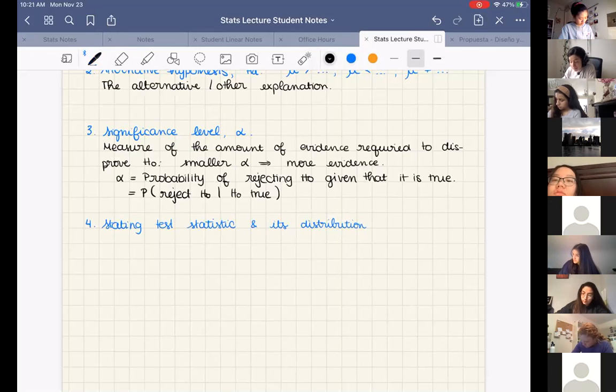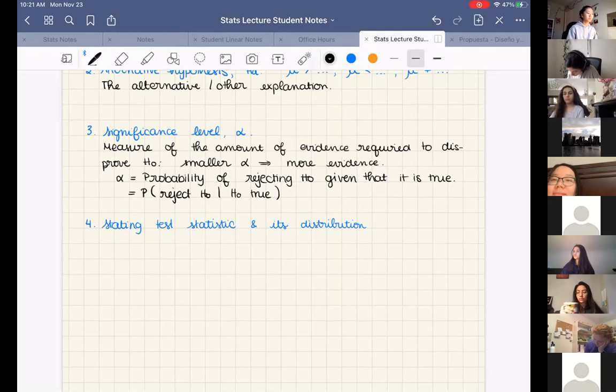Okay, so stating the test statistic and its distribution, that means the value that we will compute from our sample and how we should expect it to be distributed, right? So for example, that could be x minus mu divided by sigma over square root of n. It's essentially just stating what we should expect from the values that we compute from our samples.